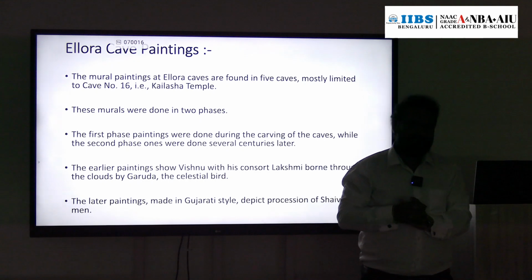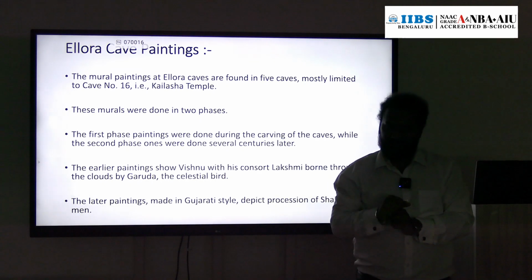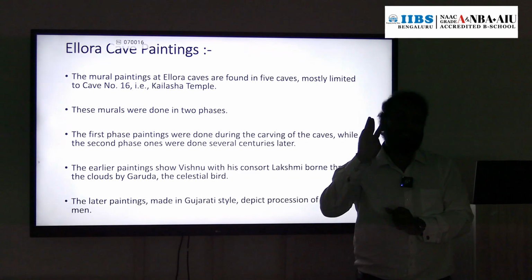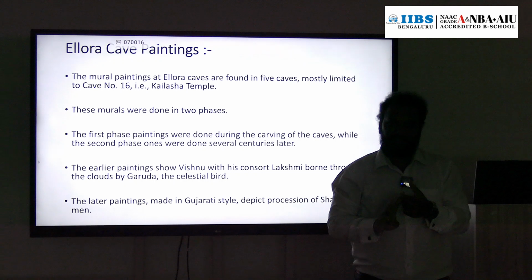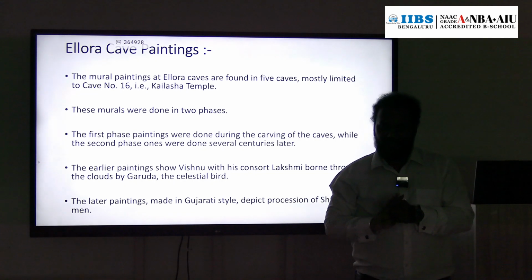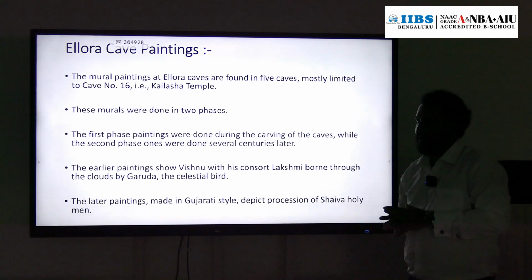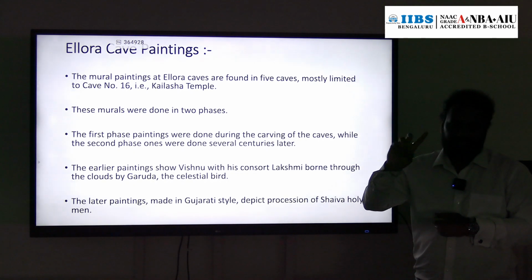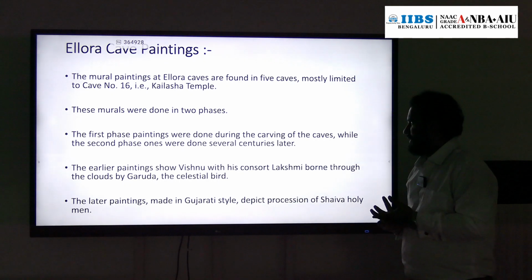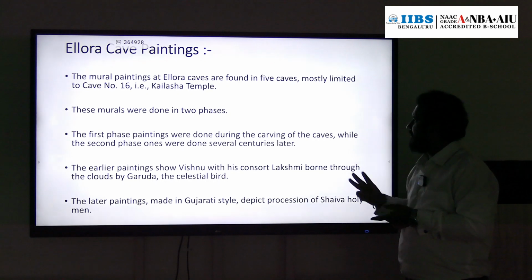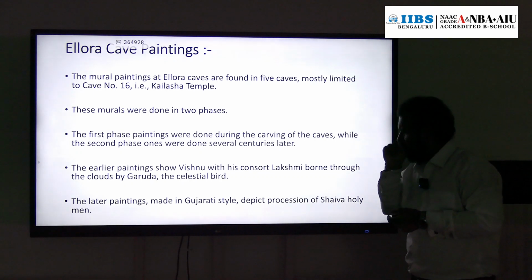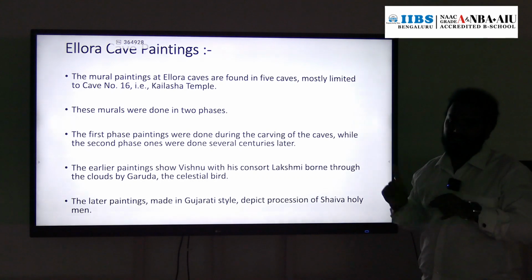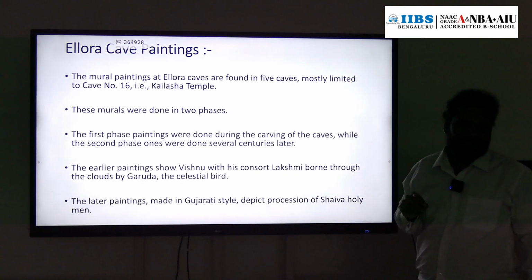Now Ellora paintings. Ellora has 34 caves, and those 34 caves belong to three major religions of that time, that is Hinduism, Jainism and Buddhism. So in these paintings we can find themes related to all three religions, Jainism, Buddhism as well as Hinduism. But the majority of the paintings were found in 5 caves. But the most number of paintings are in cave number 16, Kailash temple.